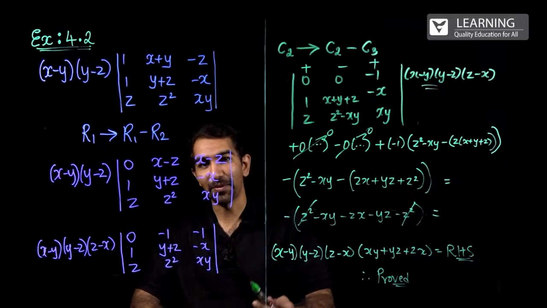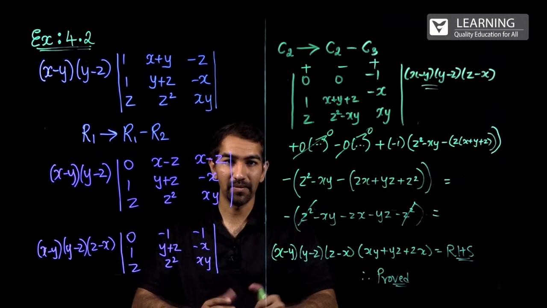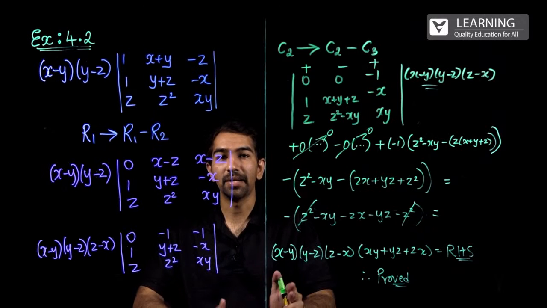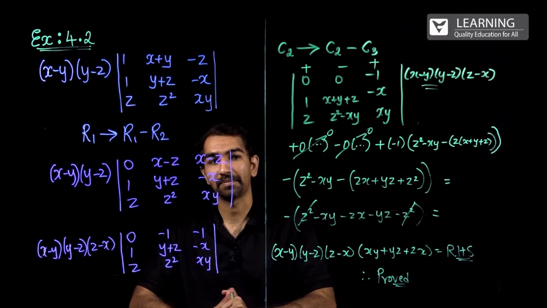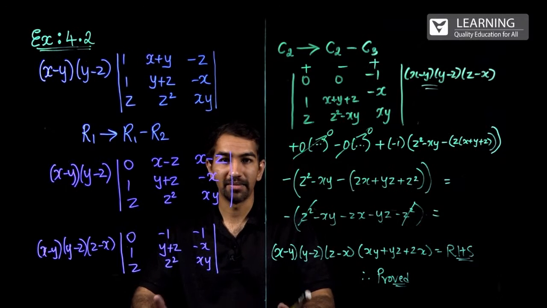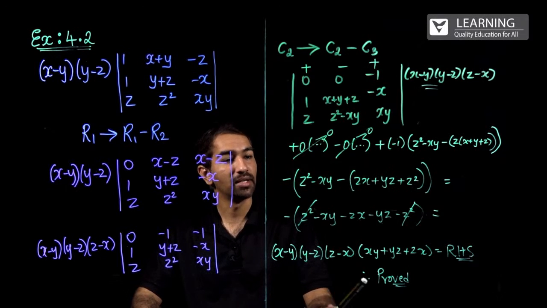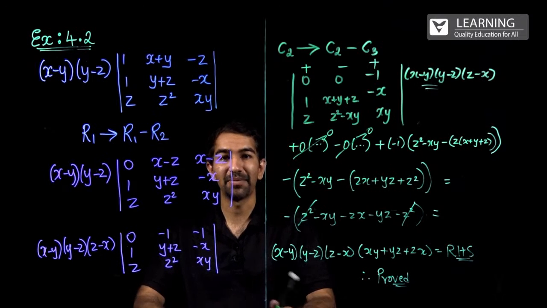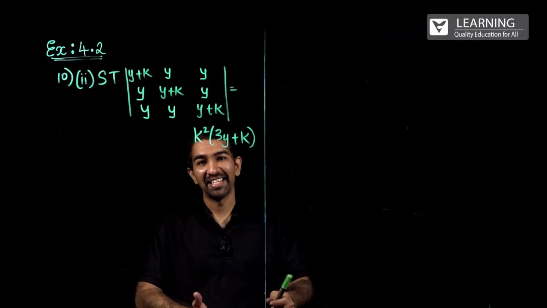Okay. So students, in this problem, what we have seen is they have given a question and they are telling us to prove the left hand side is equal to right hand side by using the properties of determinants. But what we did, we used row transformations here. By using row transformations, we have proved. So we have to just prove either by using the properties of determinants or by using the row transformation.